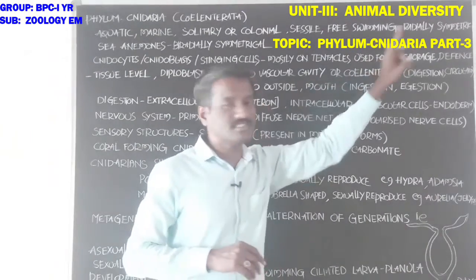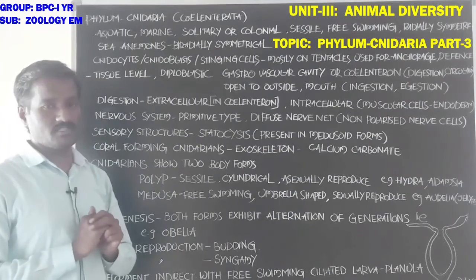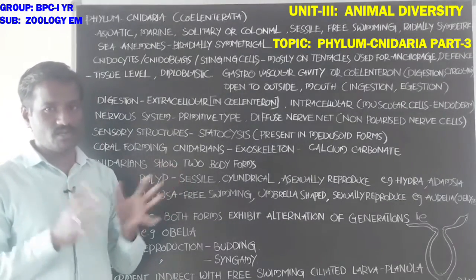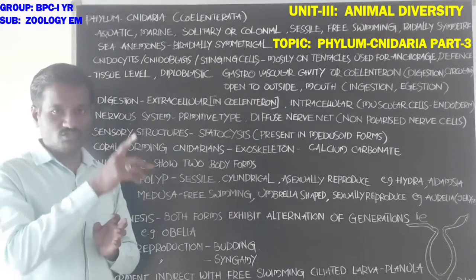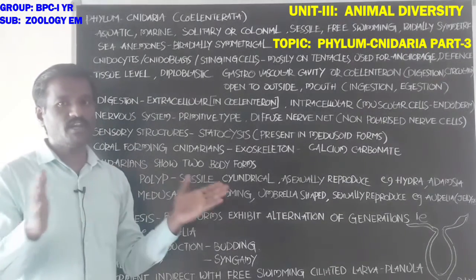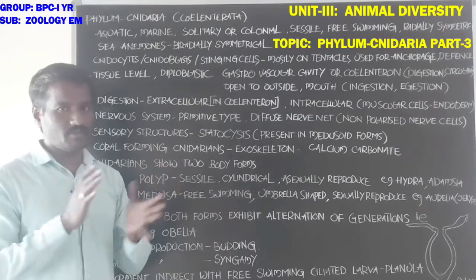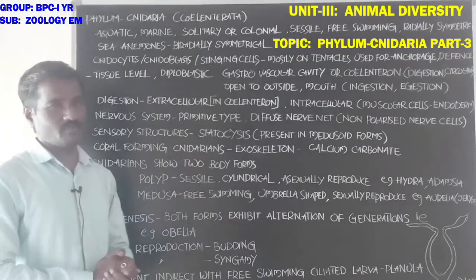They are radially symmetric animals. Radial symmetry means any plane that passes through the central part of the body can divide it into two equal parts. These animals show radial symmetry.